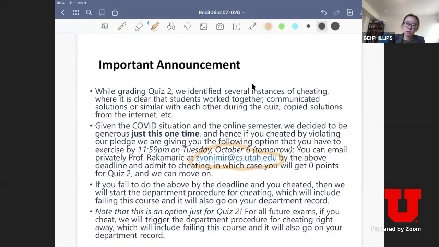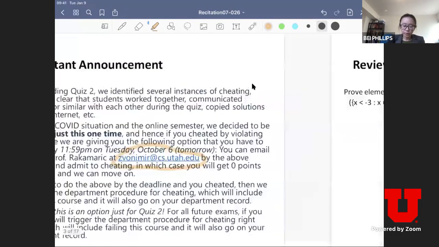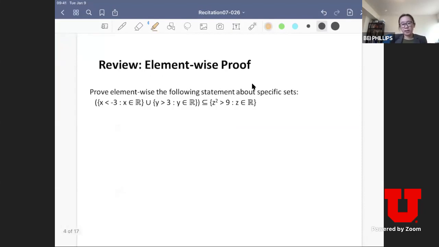But if you do not, then we will start the departmental procedure, which leads to failing this course, and it will go on your record. So if you want more detail, please read the announcement over Canvas. All right, before I start with a practice problem, any questions? Okay, if there's no question, let's look at a combination of proof techniques together with set properties.